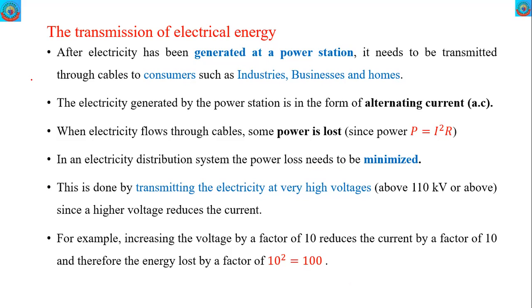After electricity has been generated at the power station, it needs to be transmitted through cables to the consumers.